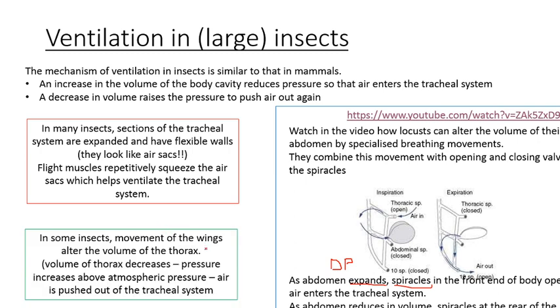Some insects can move their wings, and that can alter the volume of the thorax, apparently. And again, if we're changing the volume of the thorax, we're changing the pressure. If the pressure changes, air can move in or out of the tracheal system along that pressure gradient.